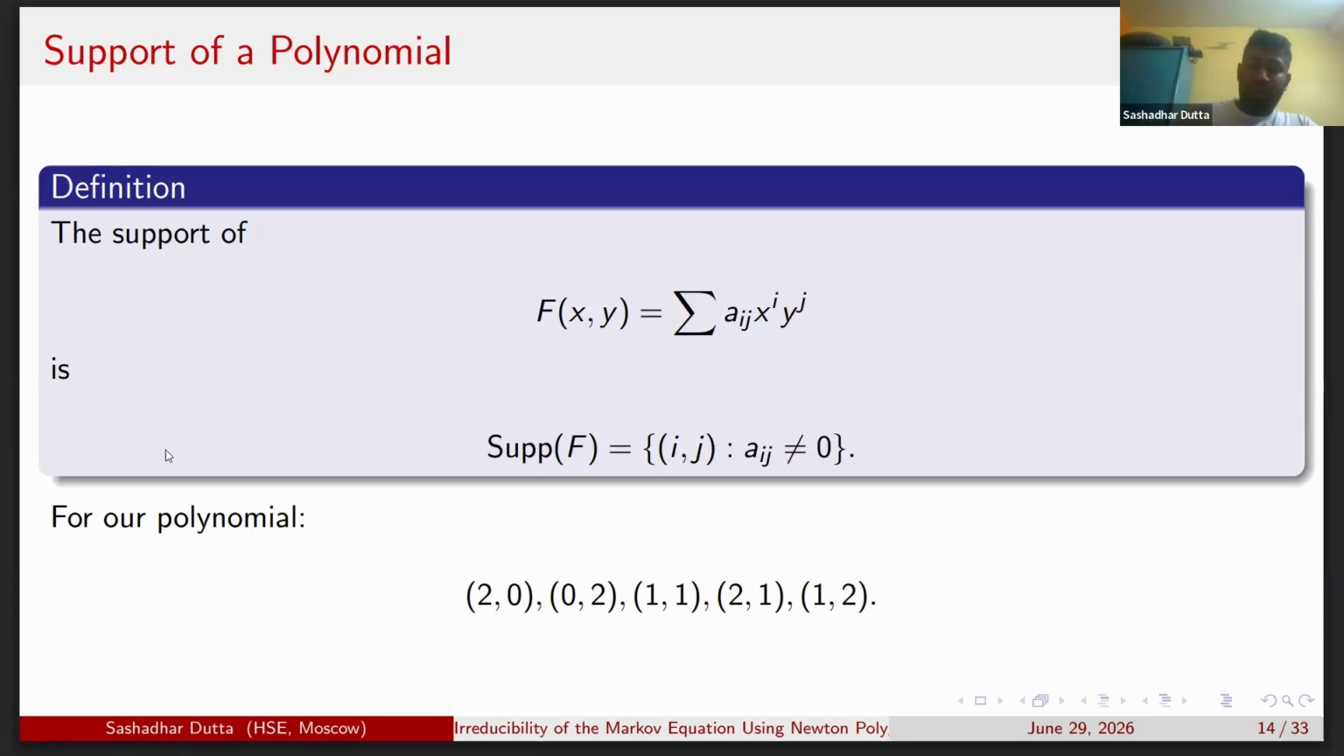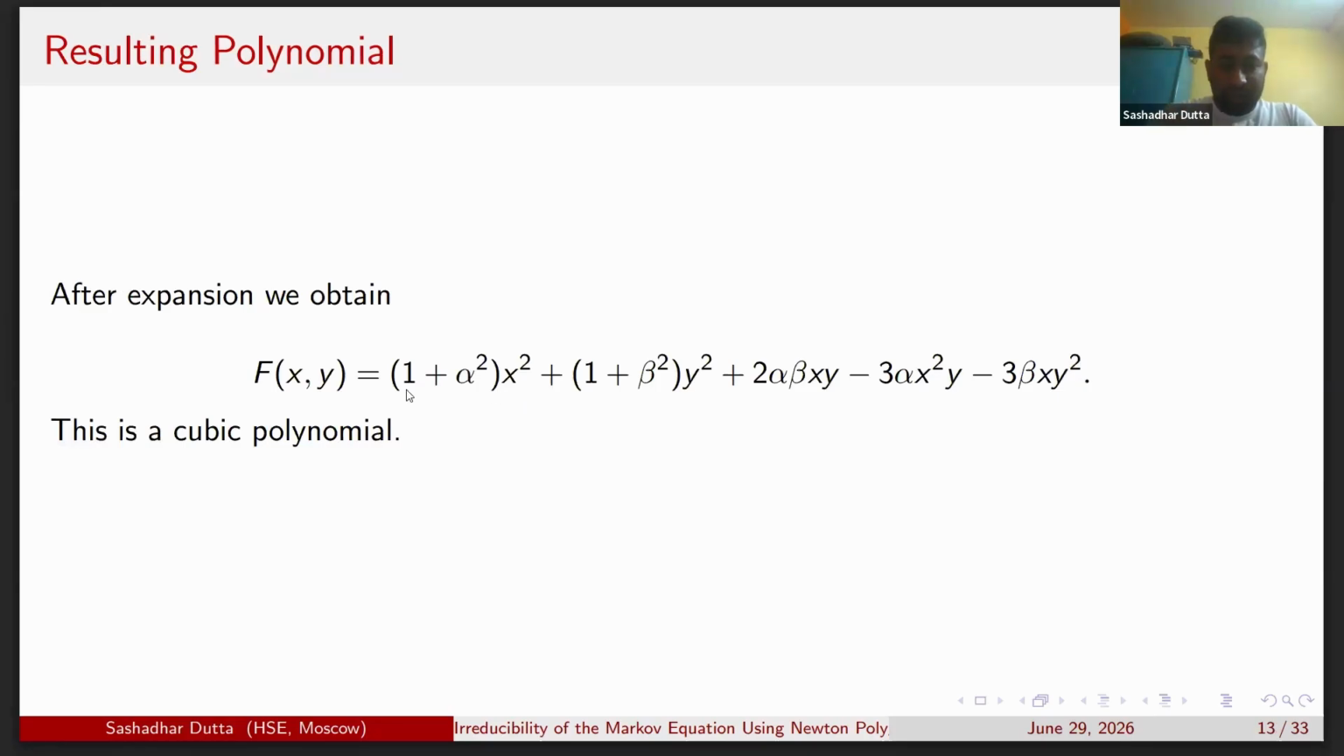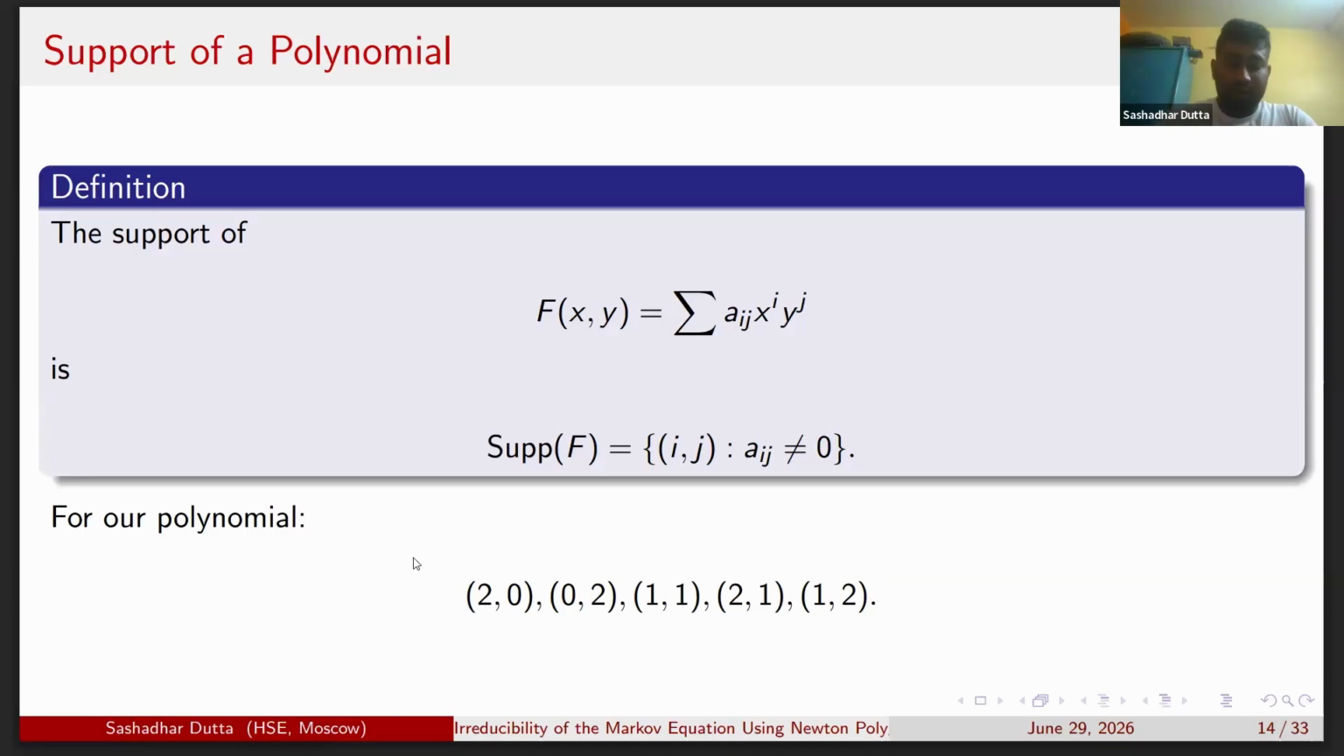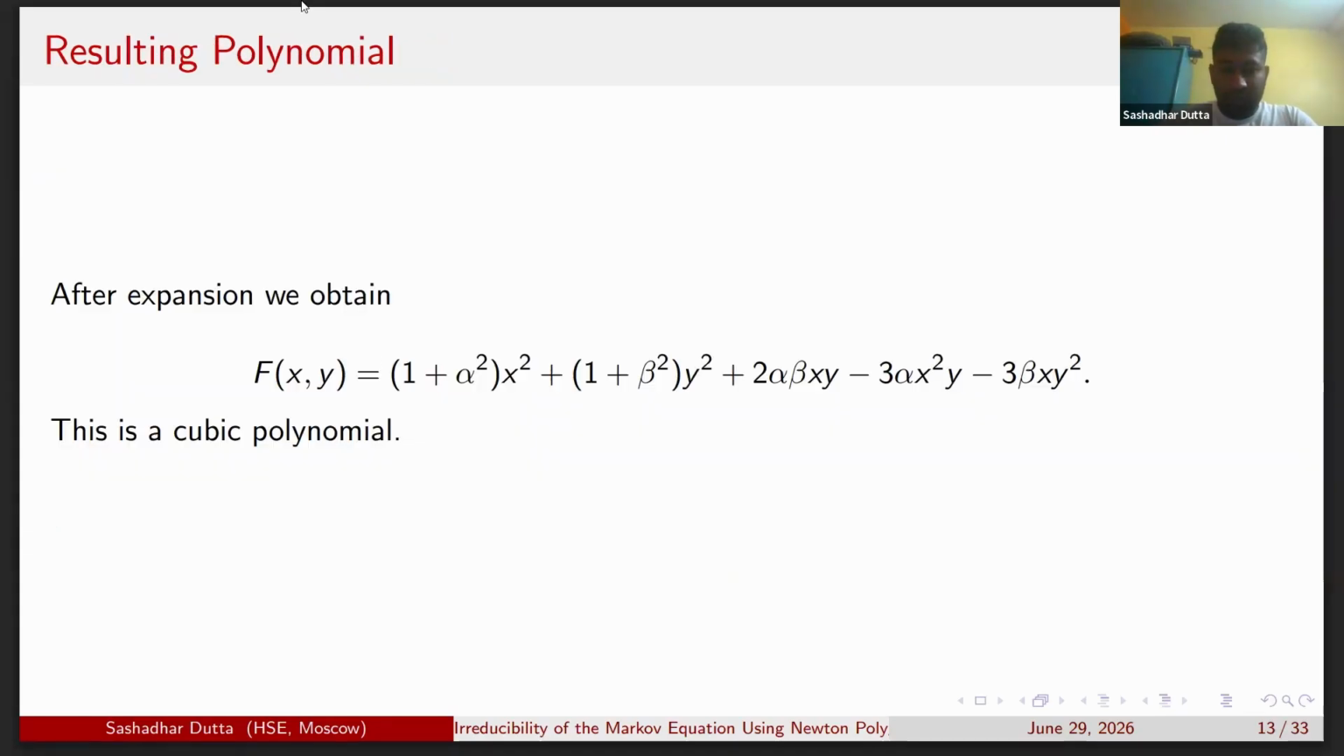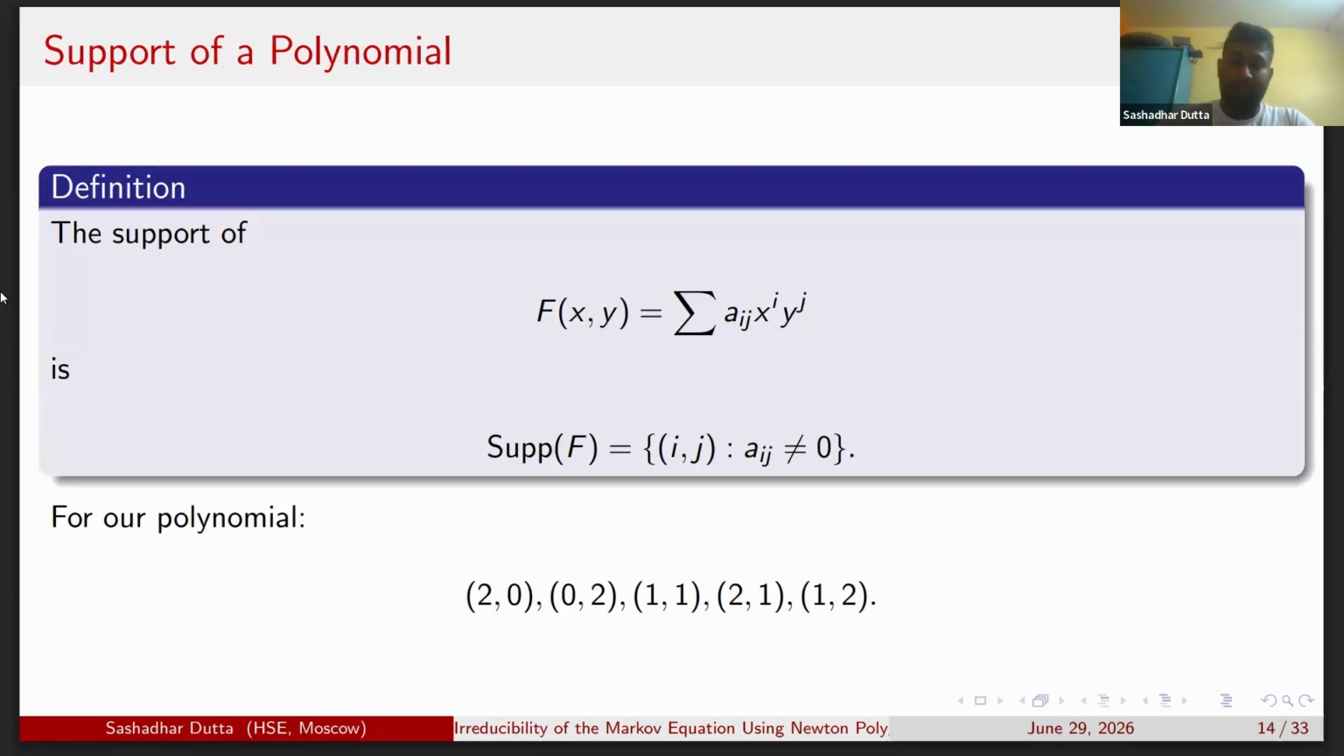For our polynomial, you can see this is our polynomial. So the supports are (2, 0), that is x to the power 2, y to the power 0. Also (0, 2), (1, 1), (2, 1), and (1, 2).